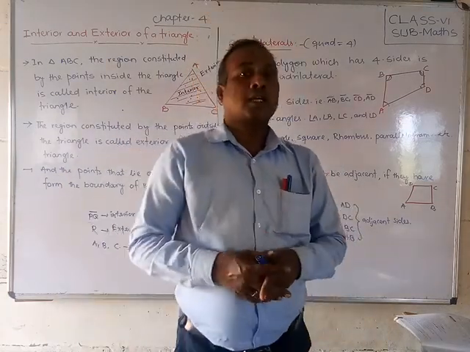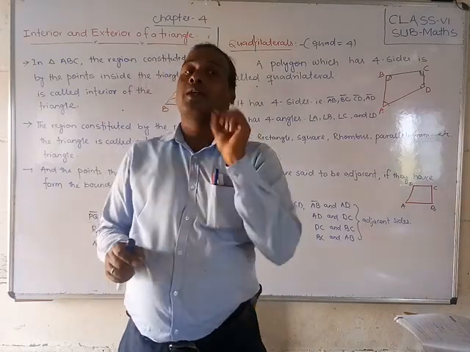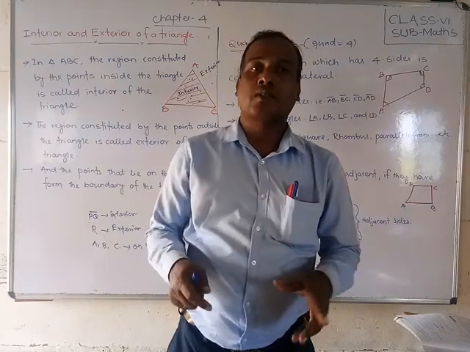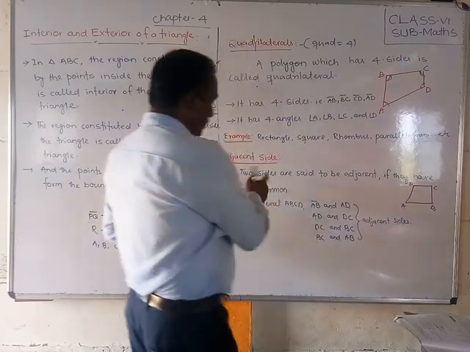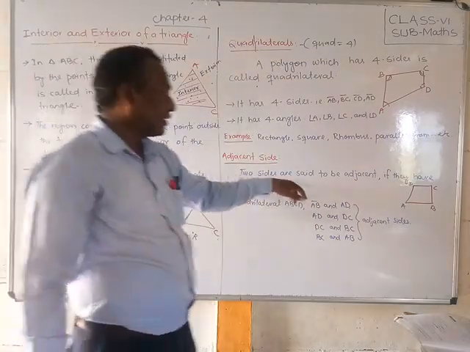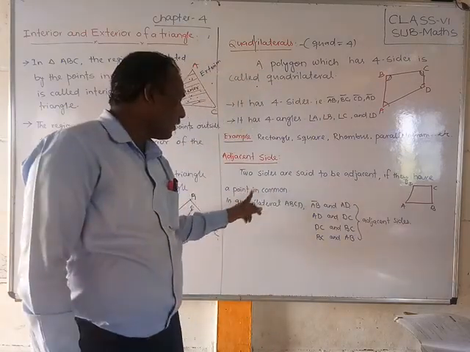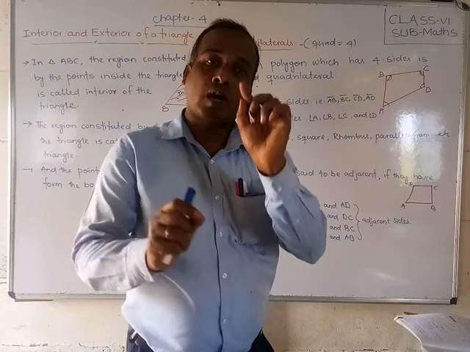Same like if two sides of a quadrilateral have a common point, the two sides are called adjacent sides. Observe, students. Two definitions, first write down. Two sides are said to be adjacent if they have a point in common. That means the two sides have one common point.